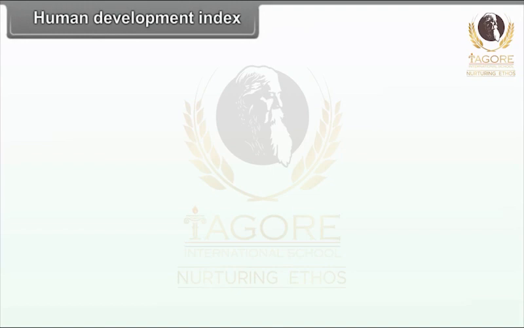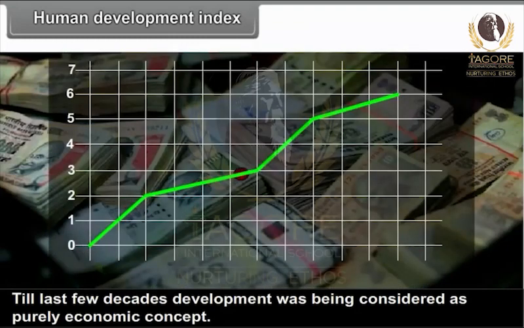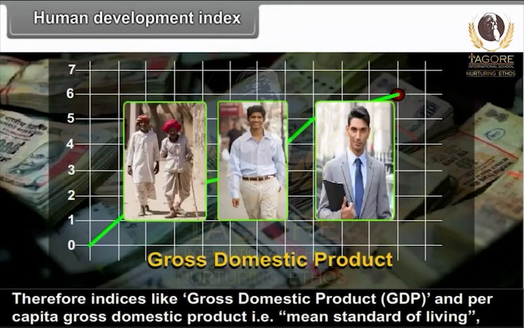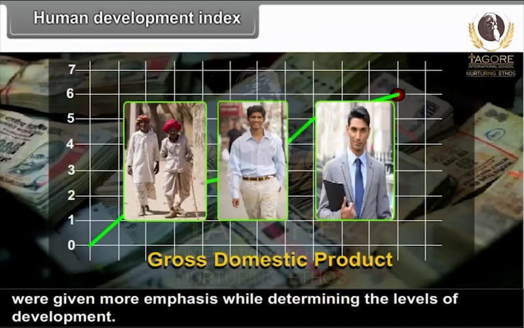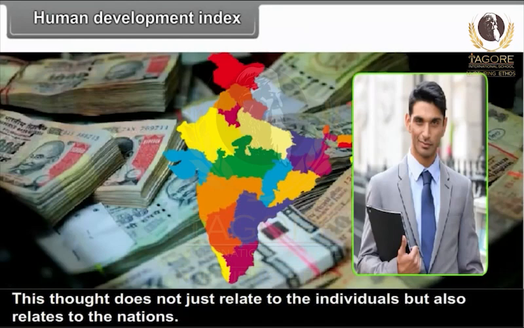Human Development Index. Till the last few decades, development was considered a purely economic concept. Therefore, indices like Gross Domestic Product (GDP) and Per Capita Gross Domestic Product, that is, Mean Standard of Living, were given more emphasis while determining levels of development. The thought that economic prosperity alone does not mean development is now well accepted. This thought relates not only to individuals but also to nations.